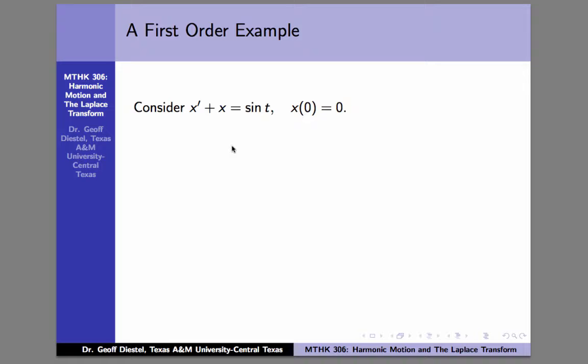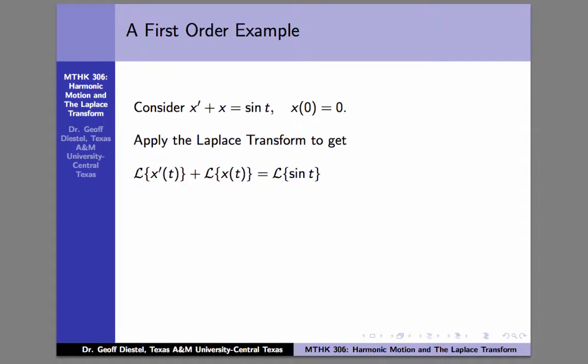And then we solve that equation algebraically for capital X of S, and then we just have to compute the inverse Laplace transform of whatever we see for that. So we apply the Laplace transform. The first term, we use the derivative formula. Laplace transform of a first derivative is just S times the Laplace transform minus X of 0. So that's 0 in our case.